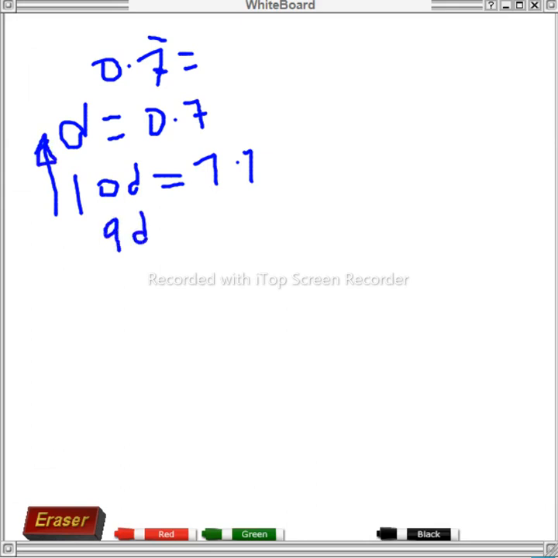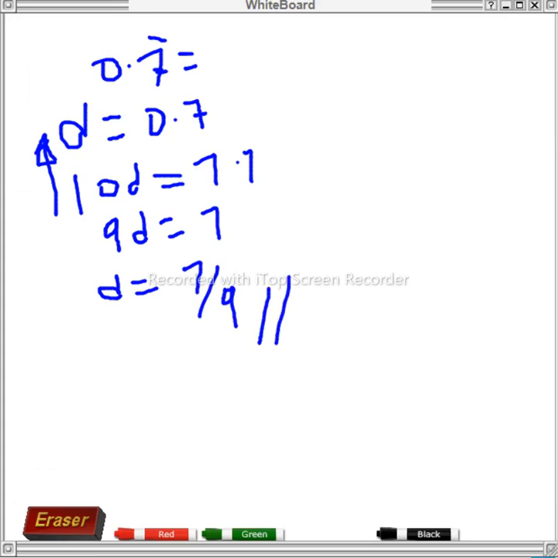When we subtract from 10d, we get 9d. And when we subtract 0.7 from 7.7, we get simply 7, because 7 minus 7 is 0, 0. So 7 minus 0 is 7. So d gives us 7 over 9. So this is our fraction.